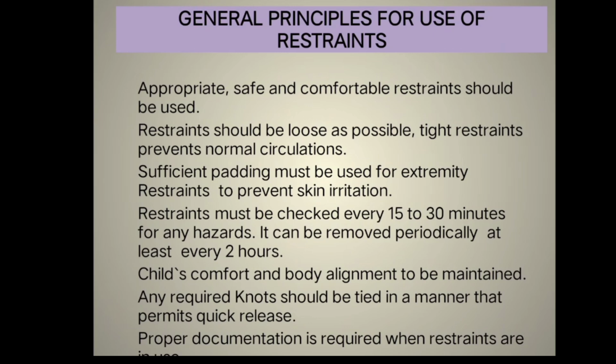Any required knots should be tied in a manner that permits quick release. For example, if we have to shift the patient from one ward to another, we have to make sure those restraints are very easy to remove during transportation of the patient. Proper documentation is required when a restraint is used. Before application of any restraint, we have to obtain informed consent from the caregivers and also assent from the child.